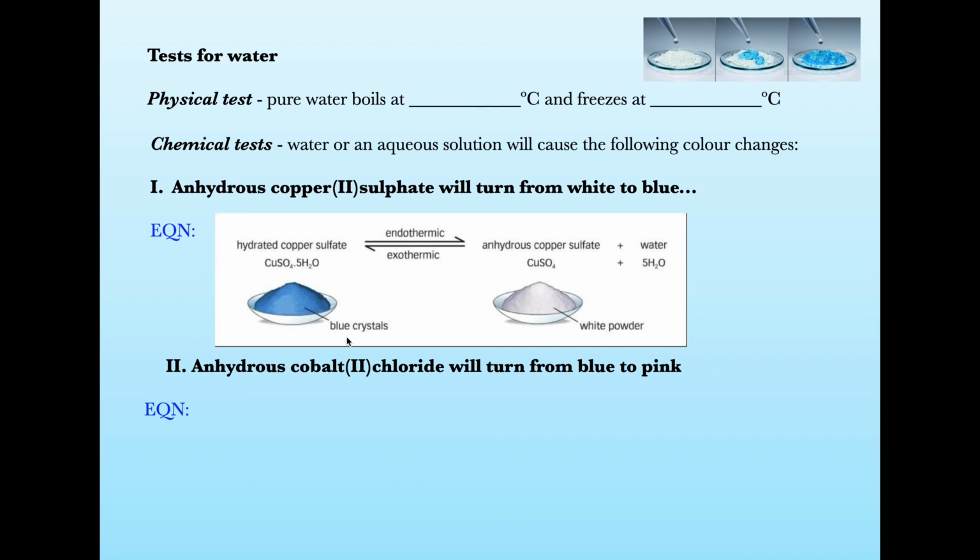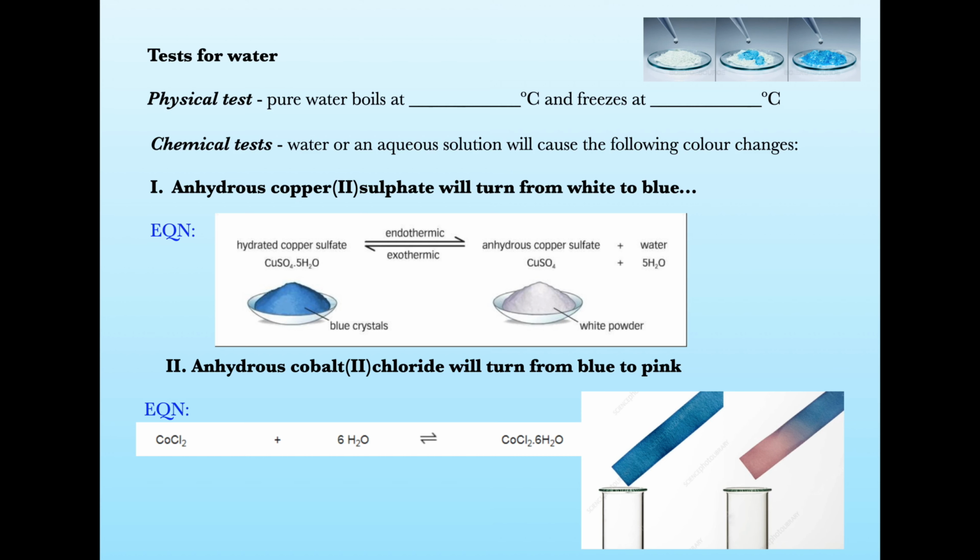Anhydrous cobalt 2 chloride will turn from blue to pink. You need to know these colours. So if I add water to dry anhydrous cobalt 2 chloride, it will form this salt, cobalt 2 chloride dot 6H2O. That's the hydrated salt. So I start with my anhydrous blue cobalt 2 chloride. That's this. And if I add water, if there's water coming out of this tube, then it turns this blue paper, which has got some cobalt 2 chloride on it, it turns it to pink. And that's a chemical test for water.